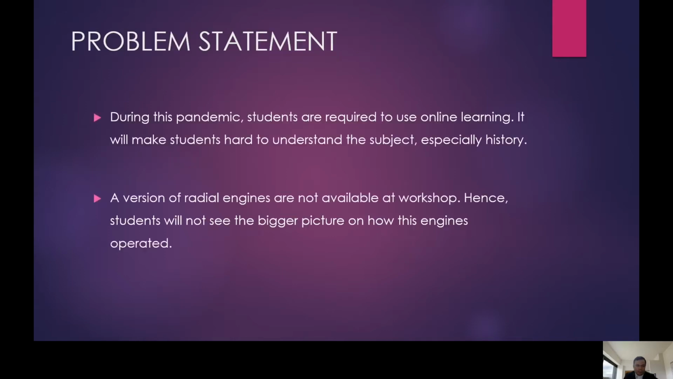Problem statement. During this pandemic, students are required to use online learning. It will make students hard to understand the subject, especially history. The next one is that radial engines are not available at the workshop. But in the workshop, the piston engine in Unicalmiat, they had an opposed engine. It's not the radial engine. Hence, students will not see the bigger picture on how this engine operated.